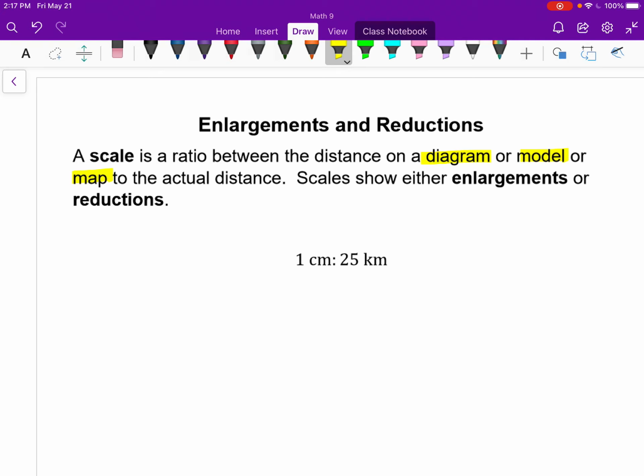And a scale is a ratio, and the order matters. So a scale is always a ratio between the distance on the diagram or the model or the map, whatever that is, to the actual distance. So it's always in that order. The first number is always the distance on the diagram. The second number in the ratio is always the distance in real life. And scales are either showing enlargements, making something small larger, or reductions, making something big smaller.